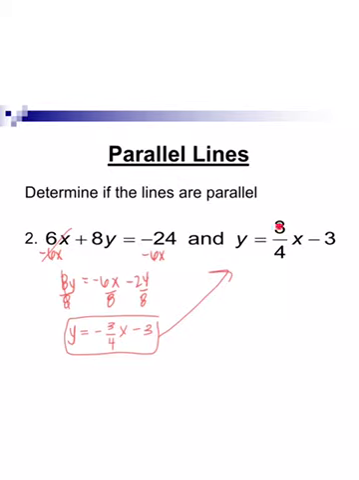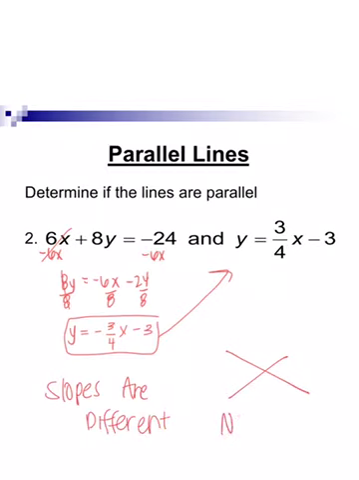Now, this slope is 3/4, and this one is negative 3/4. Well, the positive one's going to go up, and the negative one's going to go down. So there's no possible way that these could be parallel because their slopes are different. Slopes are different? No.